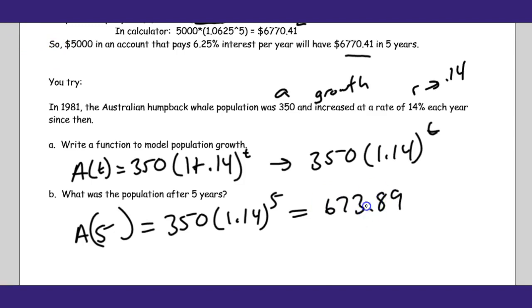Now, when you think about this, you can't have 673.89 of a whale. What is it missing, a fin or something? I don't know, but we're going to round it to the nearest whale. So we're going to say about, or approximately, 674 whales. Humpbacks.